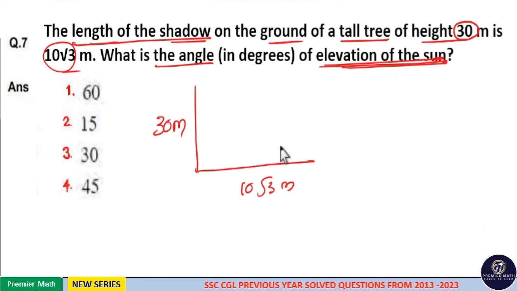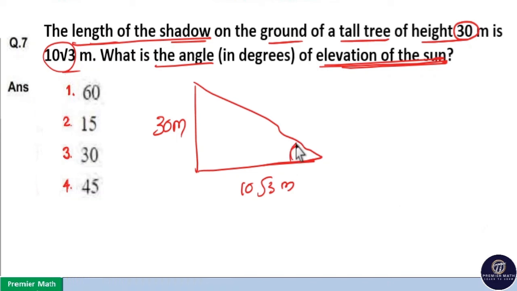Elevation here means the angle between the horizontal ground and the sun, that is, the angle between the horizontal ground and the elevated surface. Here the elevated surface is the sun. Now consider this angle as x. We have the adjacent side and the opposite side, so I'll take tan x.